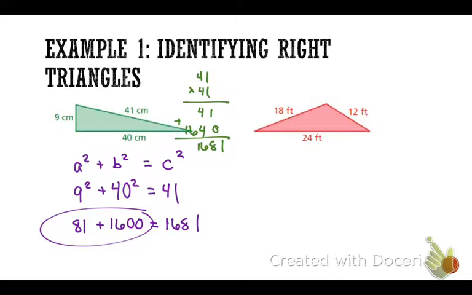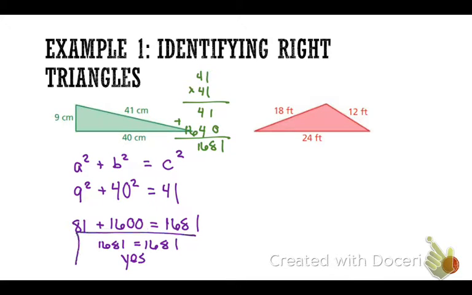What's 81 plus 1600? 1681. So both sides equal out. So yes, these side lengths form a right triangle. You have to have work here. So these side lengths do form a right triangle. Let's test it on the next one now.